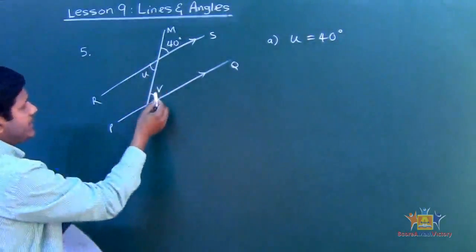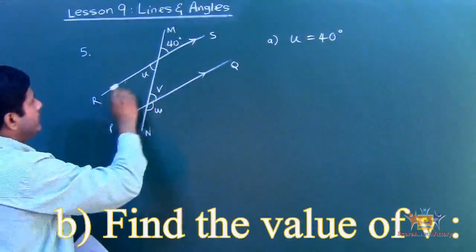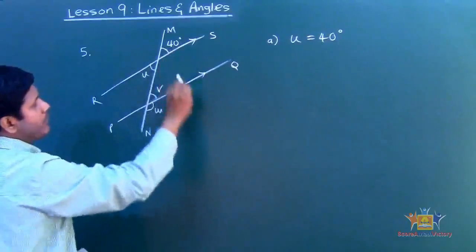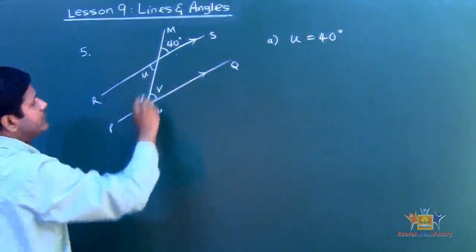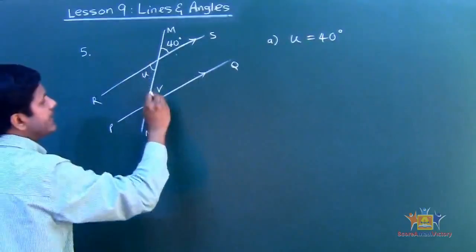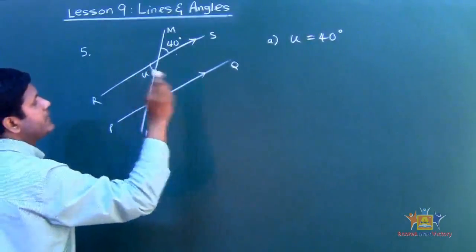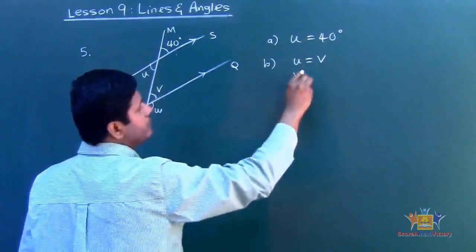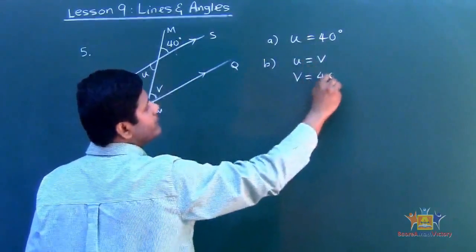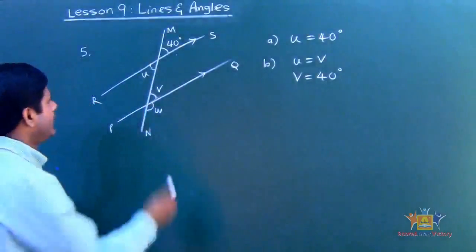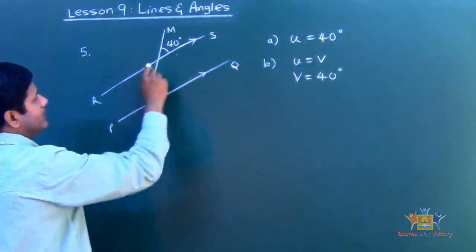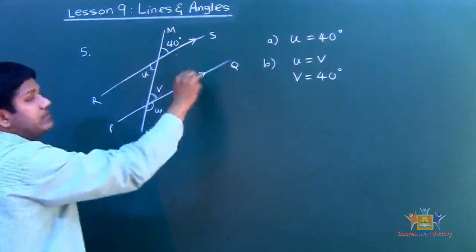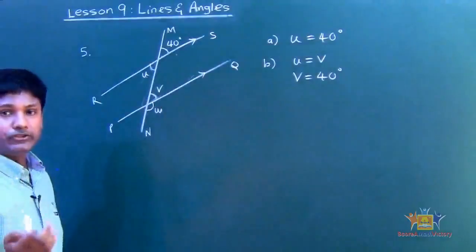And then what about V? Look at this, our Z method. When the two lines are parallel with a line intercepting, and it forms a Z, the inside angles are identical. U and V are the same. For B, U and V are the same. That means V equals 40 degrees also, because of the Z method. The inside angles are identical. Very important: the two lines have to be parallel, then only can you use the Z method.